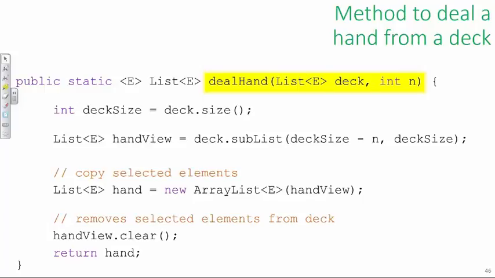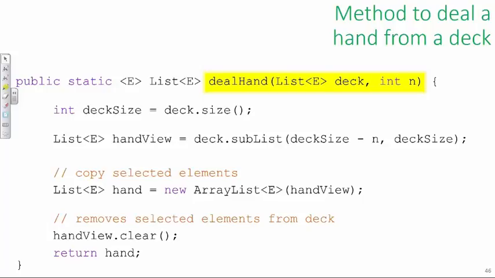So we are assuming that we are passed a deck, a list of element E that is a deck. We are passed the value n, and we are going to return a hand of n cards. All of that is modeled as a list of element E. So the first thing we do, we get the deck size, no problem.